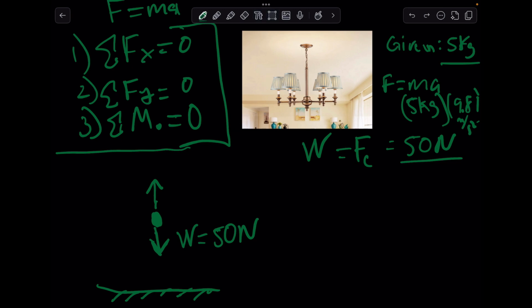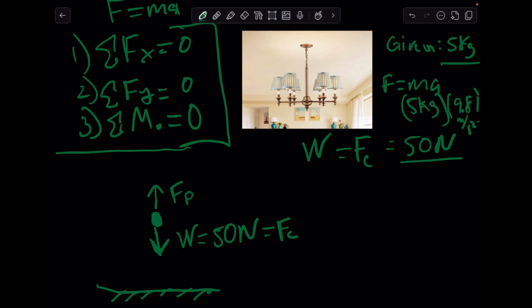So now our problem is finding out this reaction from the weight of the chandelier acting on our chain. So we call it W. We can call it F of C, force from the chandelier due to gravity. And we can call it our tension. Actually, let's call it force of rope. This is supposed to say rope.